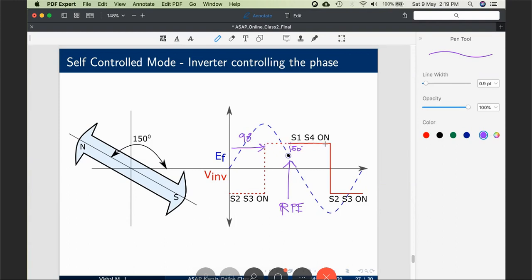So S1 and S4 turn on. It has to be on till 270 degree. Now I am at 150, so wait for 120 degree more. Once 120 degree passes, turn off these two, turn on these two. Keep them on for 180 degree, then turn off, keep the others on for 180 degree, and the cycle continues.